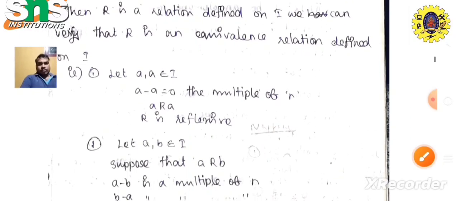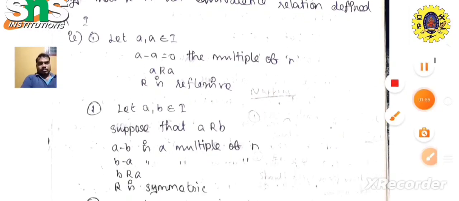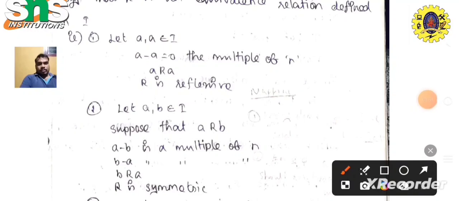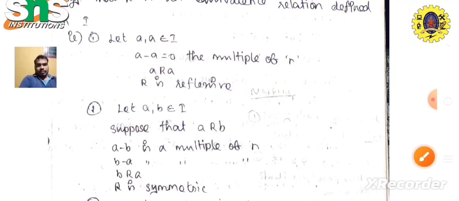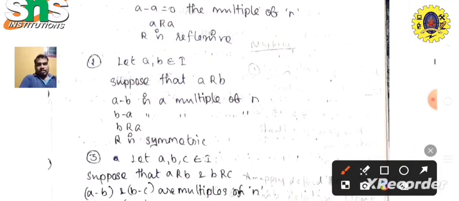So first, let us take (A, A), two elements in capital I, the set of integers. So A minus B is equal to A minus A equal to 0, which is a multiple of n. So A is related to A. R is reflexive. Then next we have to prove R is symmetric.